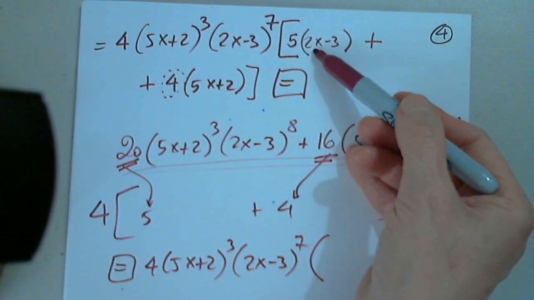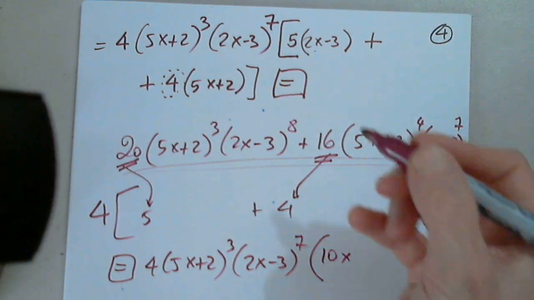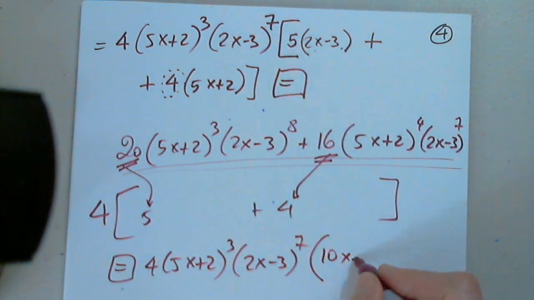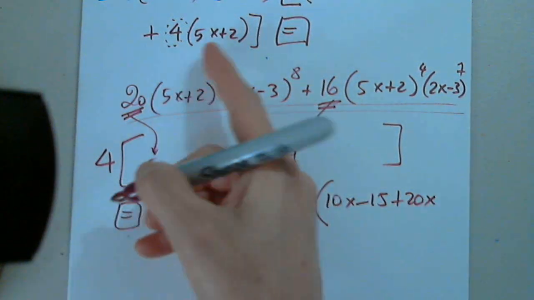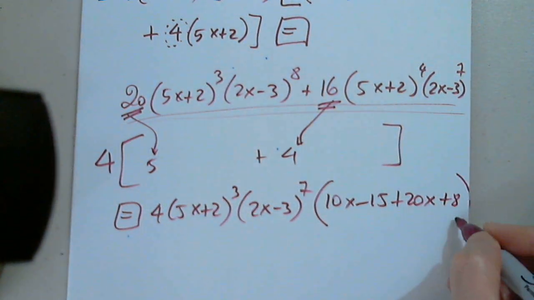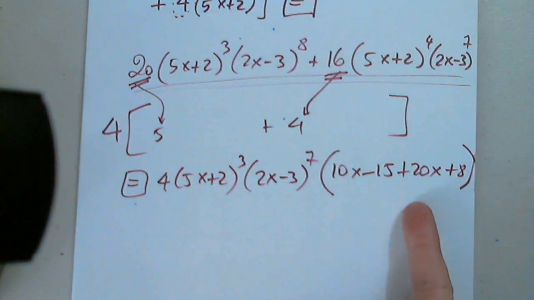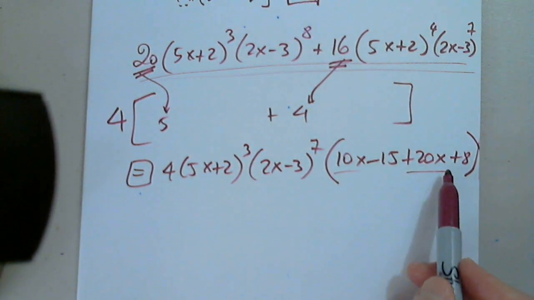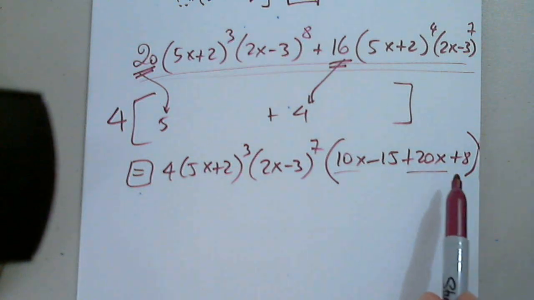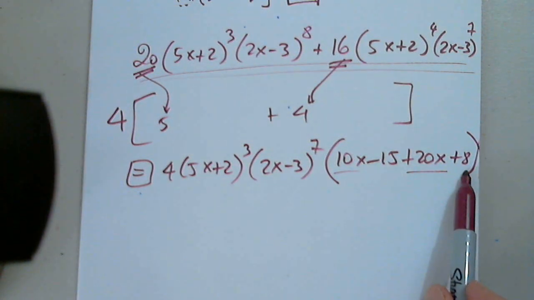Now I distribute 5 times 2x, 10x, 5 times negative 3, negative 15, plus 20x, and plus 8. And now I change the bracket into a parenthesis. There is no need for brackets anymore. 10 plus 20 will be 30, and negative 15 plus 8 will be negative 7.